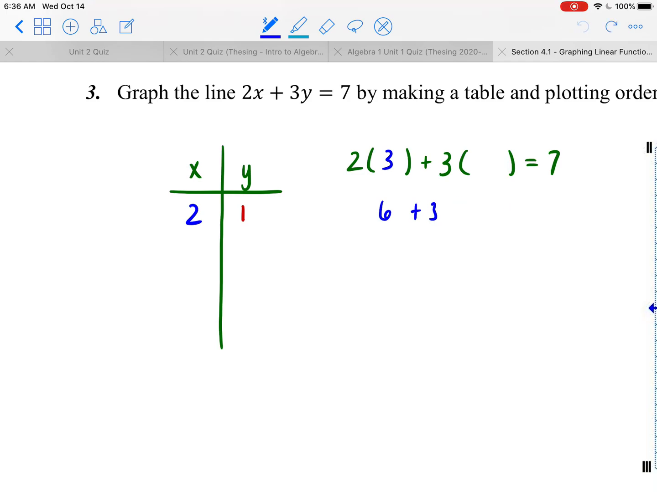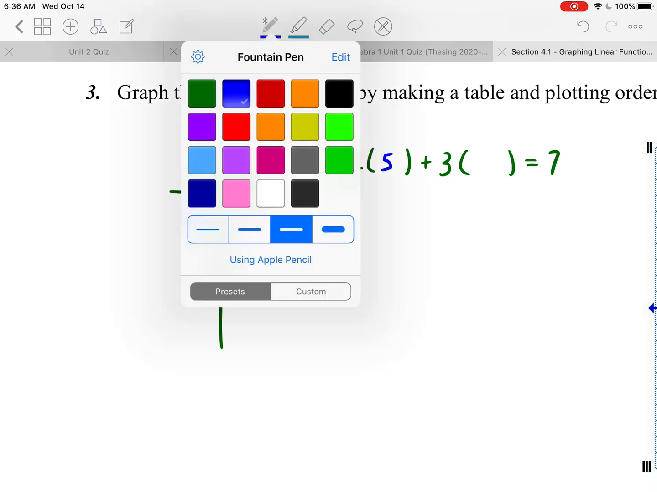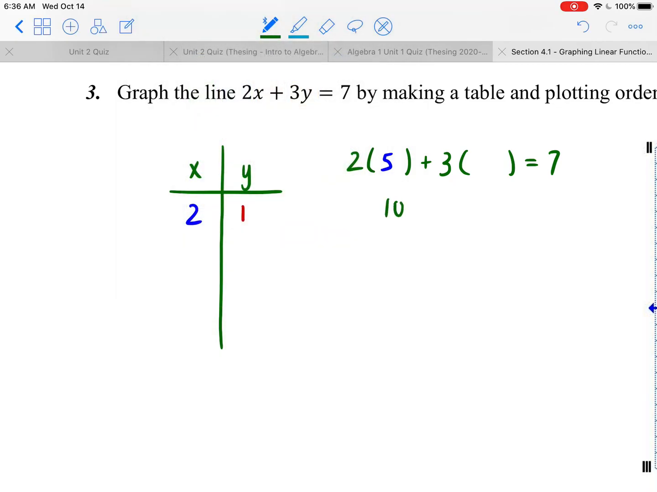That's not great. What if we tried 4? So that'd be 8 plus 3 times something gives us 7. That's not working really well either, right? That would be a fraction in there. How about 5? Let's try 5. So that would give us 10 plus 3 times something is equal to 7.